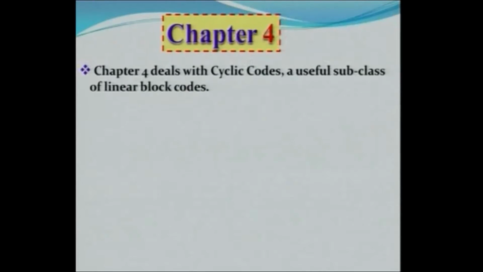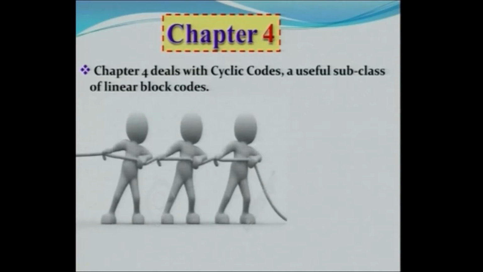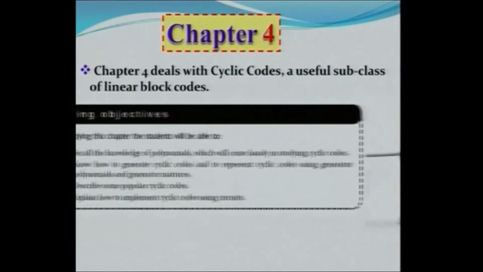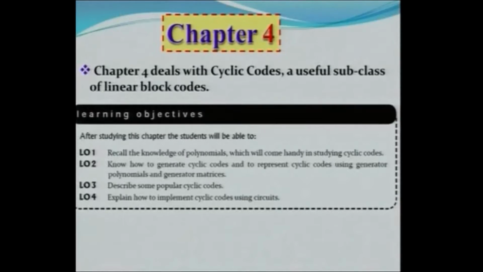Chapter 4 deals with cyclic codes, a very useful and practical subclass of linear block codes. The learning objectives are: first, to revise the concepts of polynomials and learn how to generate cyclic codes using generator polynomial representation. Then we will study some popular cyclic codes used in the industry. Finally, we will explain how to implement cyclic codes using circuits.